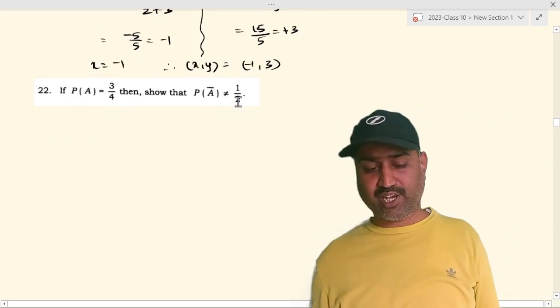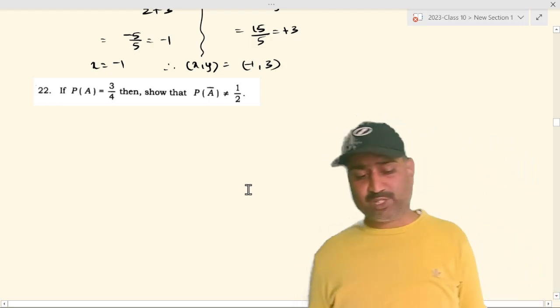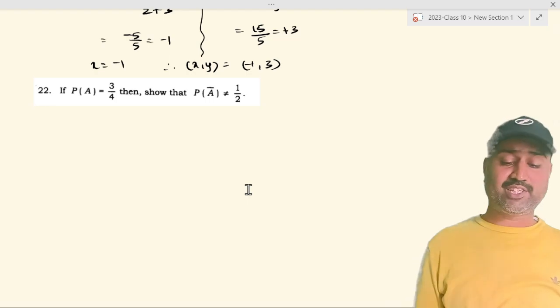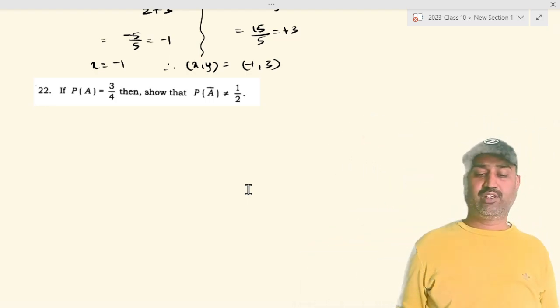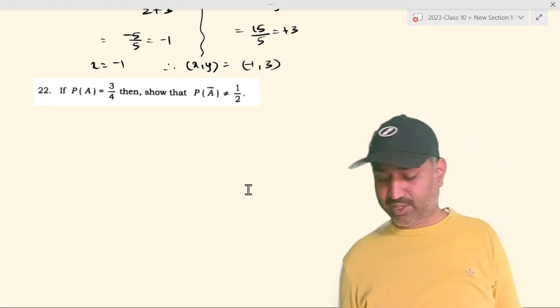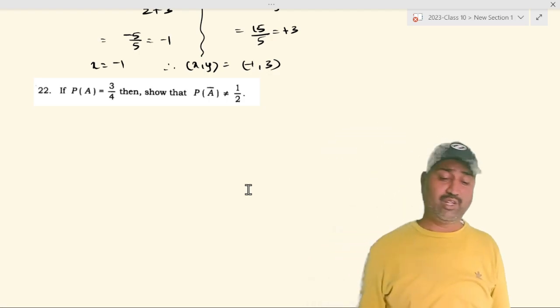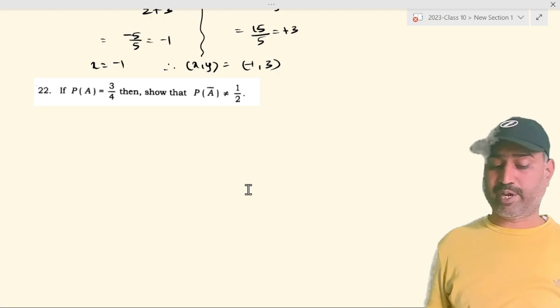Okay. Next question. It's a probability based question. Given P of A is 3 by 4, we have to show that P of A bar, the complementary event, is not equal to 1 by 2. P of A is 3 by 4, and P of A bar is not equal to 1 by 2, right? We have to prove it.